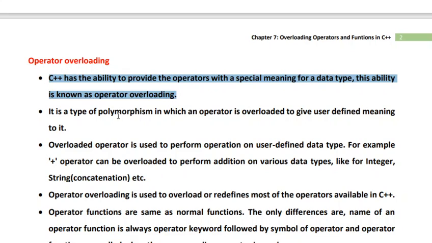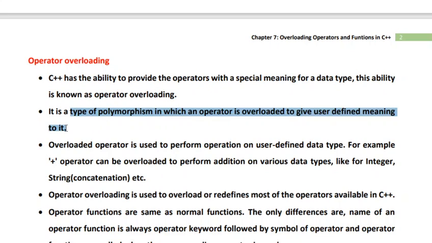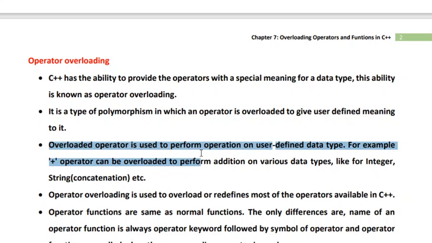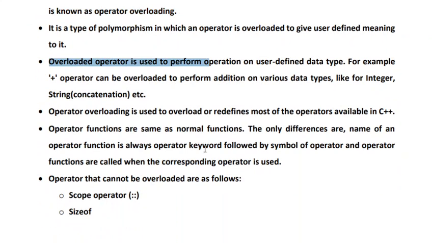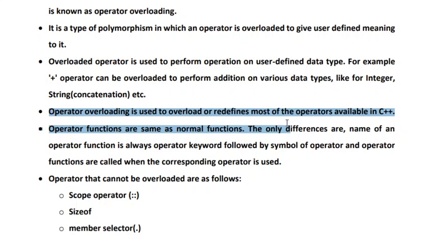Operator overloading is a type of polymorphism in which an operator is overloaded in order to provide some user-defined meaning to it. Operator overloading can be used in order to perform operations on user-defined data types. Okay. Operator overloading is used in order to overload or redefine most of the operators available in C++, but we'll also discuss the list of the operators that cannot be overloaded.